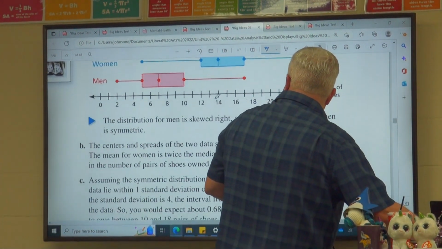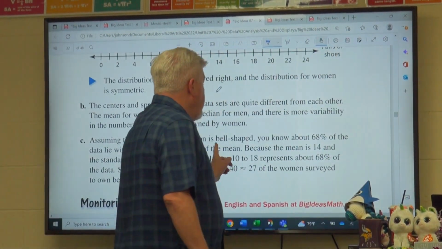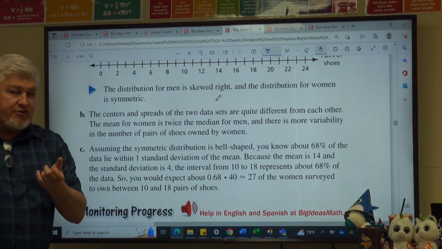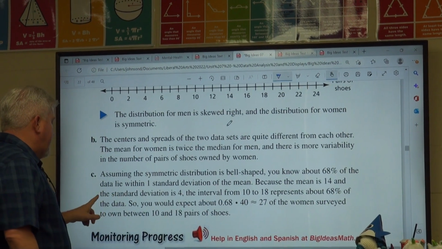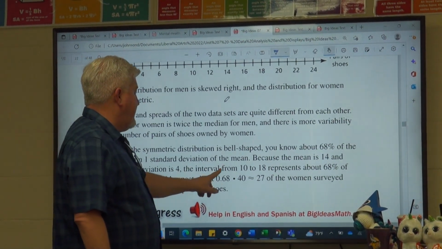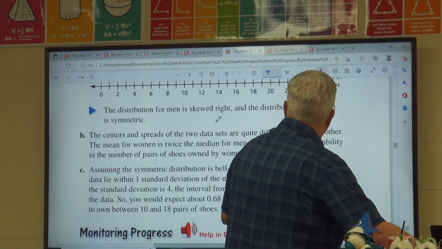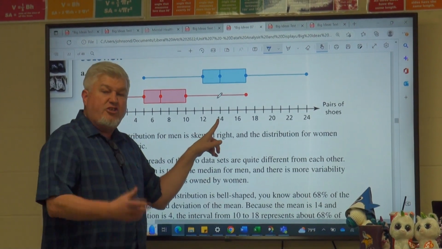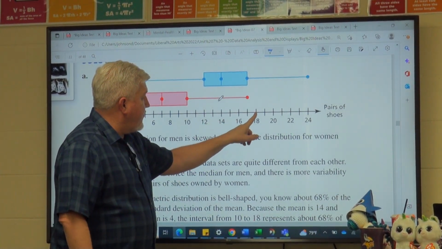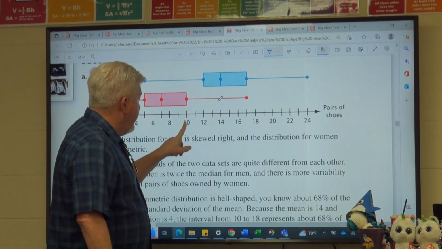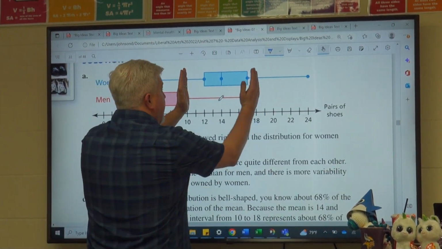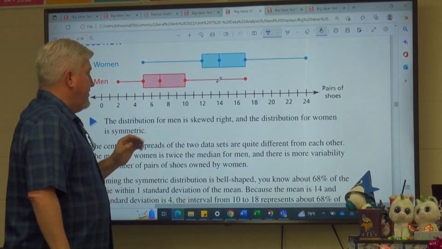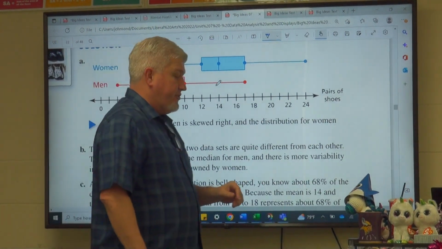And then what it says here at the bottom, assuming the symmetric distribution is bell-shaped, you know about 68% of the data lie within one standard deviation of the mean. Because the mean is 14 and the standard deviation is 4, the interval from 10 to 18 represents about 68% of all the women. So if this is our mean of 14, our standard deviation is 4, which is from 18 to 10. This set right here represents 68% of all women surveyed. That's how you understand standard deviation.